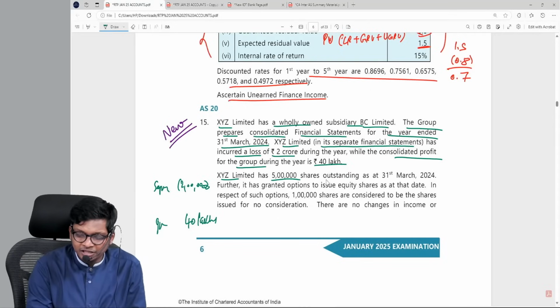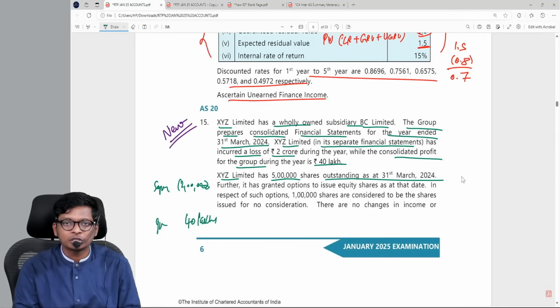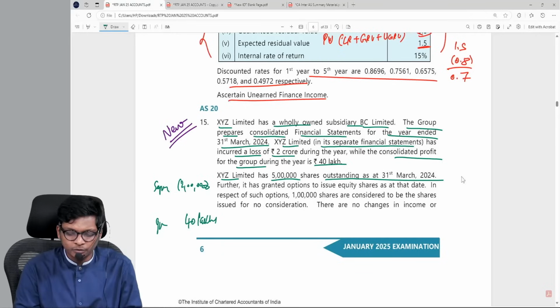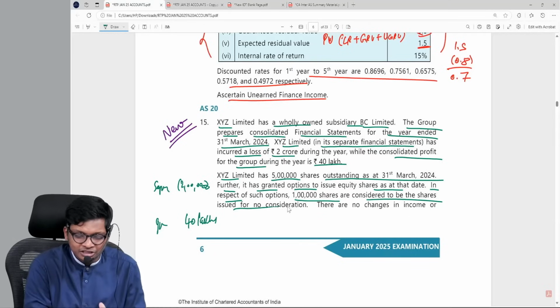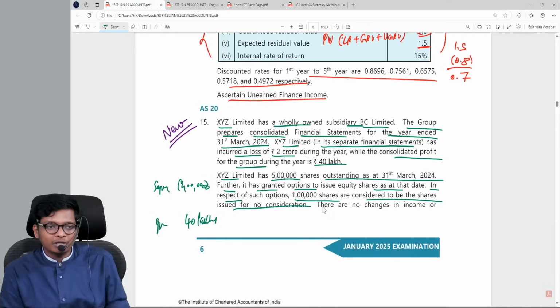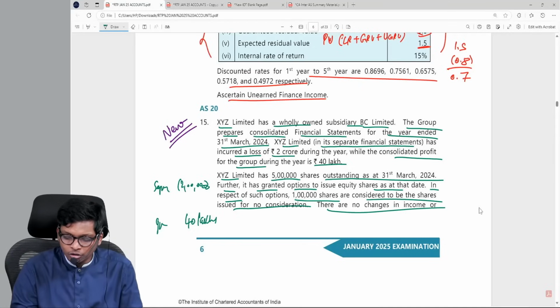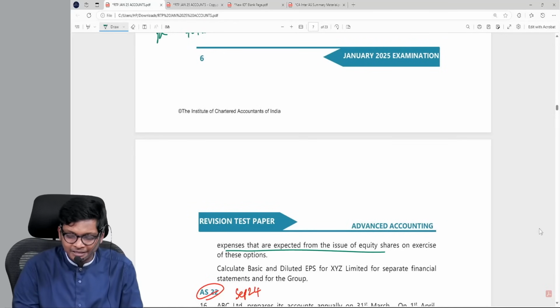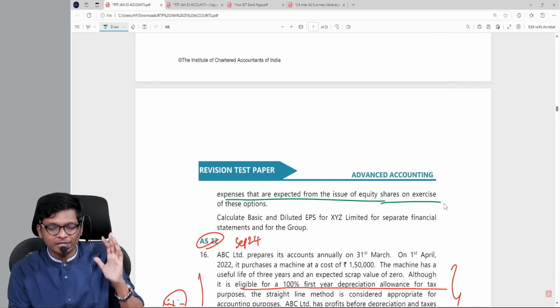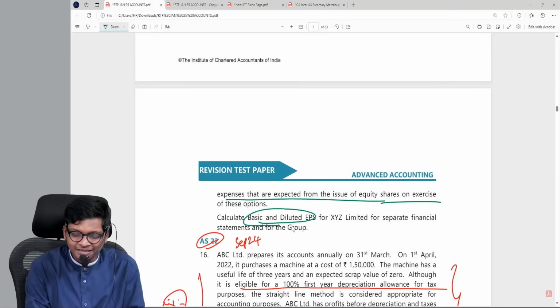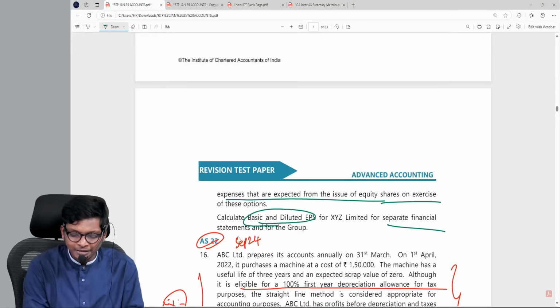XYZ has 5 lakh shares outstanding as of 31st March 2024. Very easy question. Further, it has granted options on the date, and in respect of such options, 1 lakh shares are considered to be shares issued for no consideration. That means in the denominator I will take 1 lakh shares. There are no changes in income or expense expected from issue of equity shares on options. Therefore, numerator no change. Compute basic and diluted EPS for separate and group.